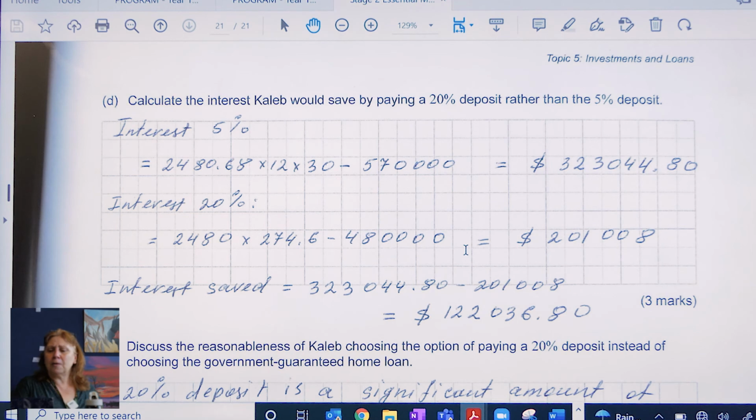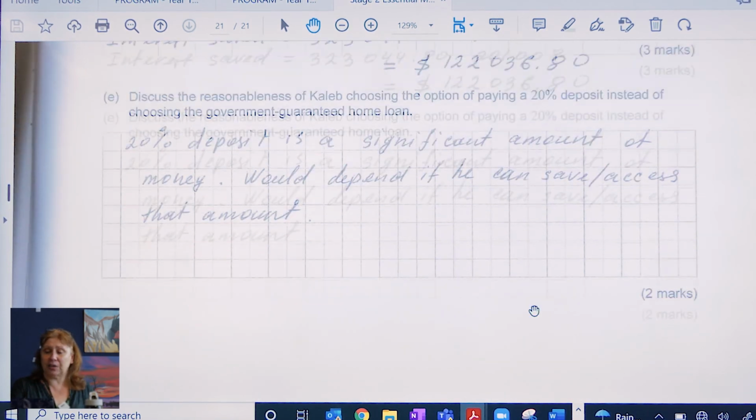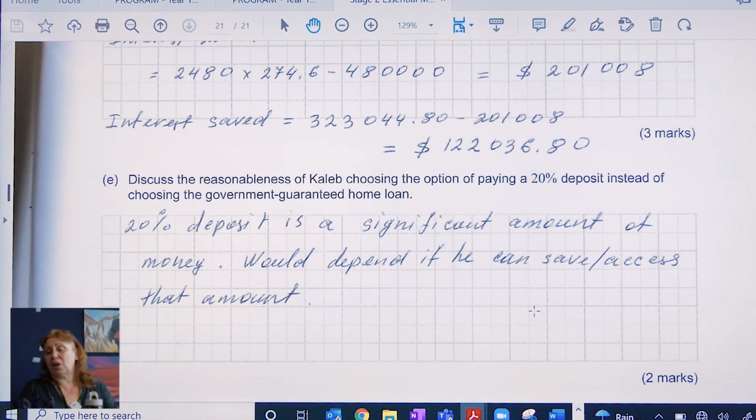It's fine. So in general, they ask, calculate the interest Caleb would save by paying 20% deposit rather than 5% deposit. So the first mark is to find out the interest if they pay 5% of the deposit. Second, if it's 20%, and the last mark just sees the difference because they ask you to find out the difference. And then it's discussion. In the discussion, in general, what we want to see, to save those 20%, so it discusses the reasonableness. So they need to mention if it's reasonable or not and discuss it.